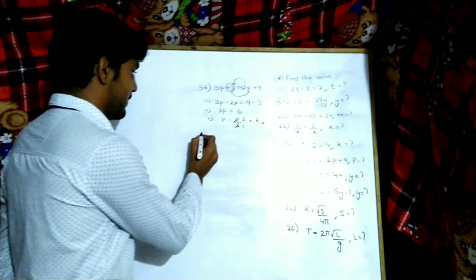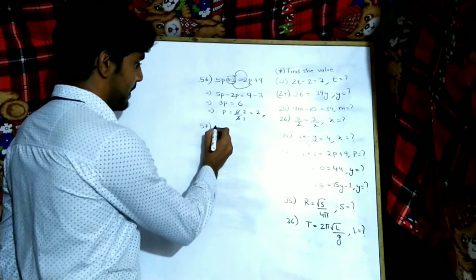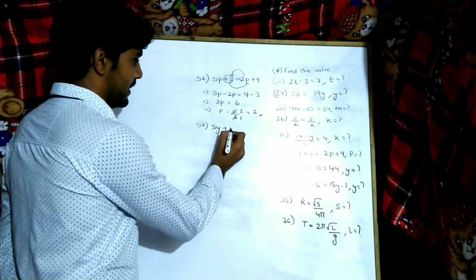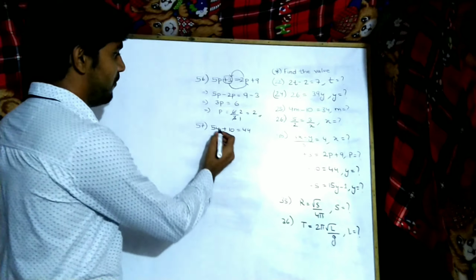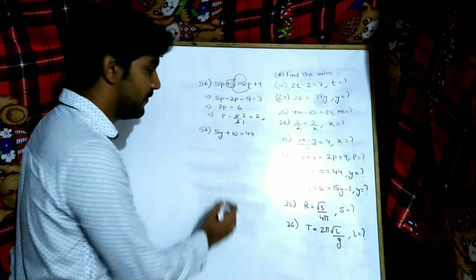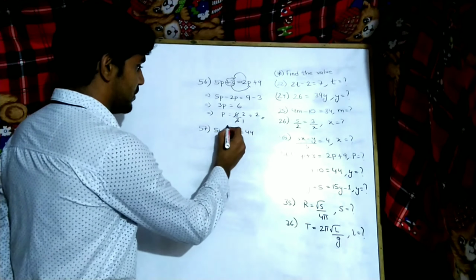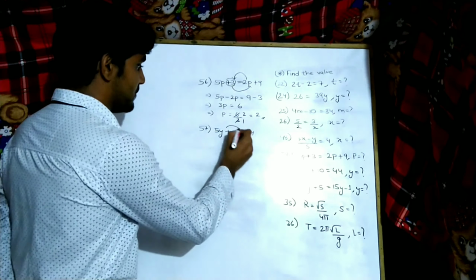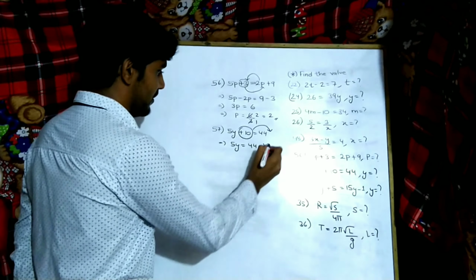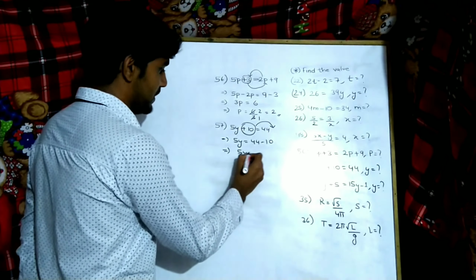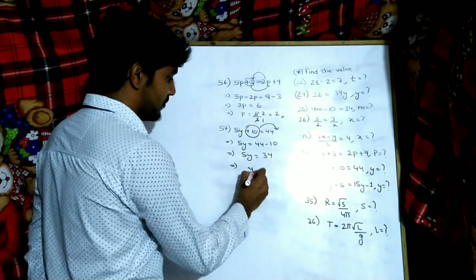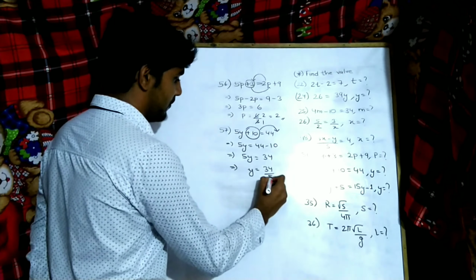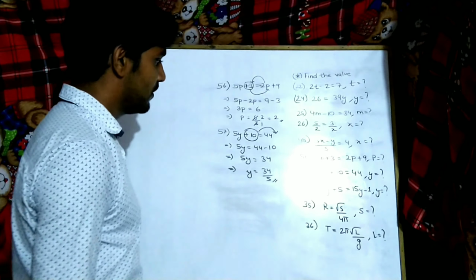Okay. Now 57. 5y plus 10 is equal to 44. Okay. So we have to find the value of y. So this plus goes that side becomes minus. So 5y is equal to 44 minus 10. Okay. So 5y is equal to 34. Now this multiplication goes that side becomes division. So y is equal to 34 by 5. Okay.